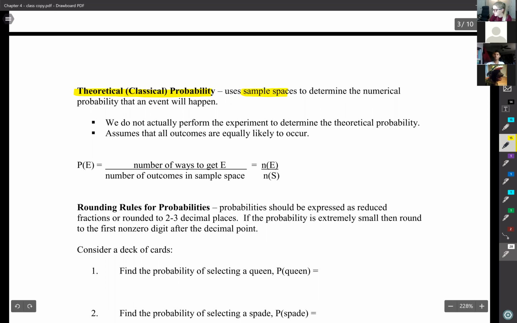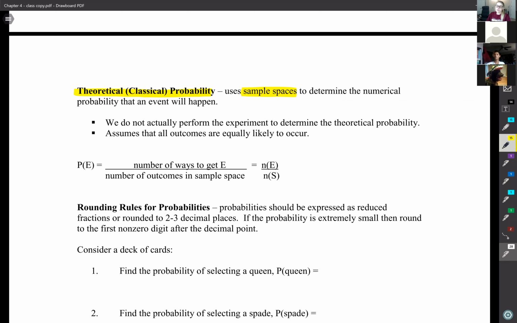So the key thing is that it uses sample spaces. We've been doing stuff with sample spaces and talking about the sample space: if you roll a die, it's 1 through 6. If you flip a coin, it's heads or tails. So theoretical probability will use your sample space to determine the actual probability that something happens.